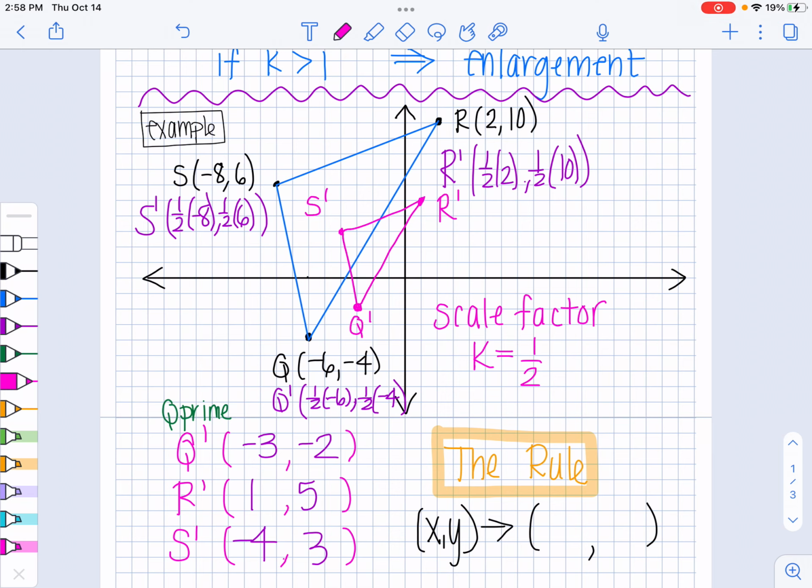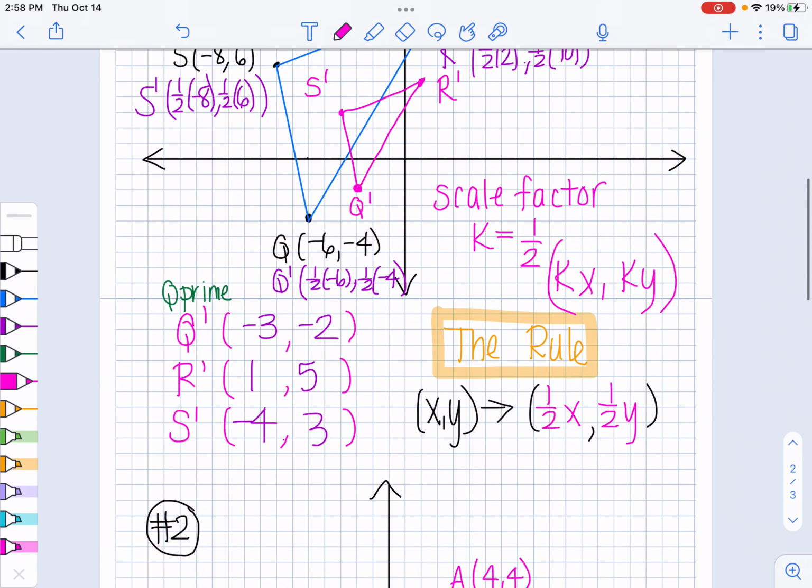Then they want to know, what's the rule? How did I get from my original point to my new point? My scale factor was K. Like I said, you write K times X and K times Y as your ordered pair for the rule. Here the scale factor is 1/2, so I write 1/2 X and 1/2 Y. That's how I find my new points.